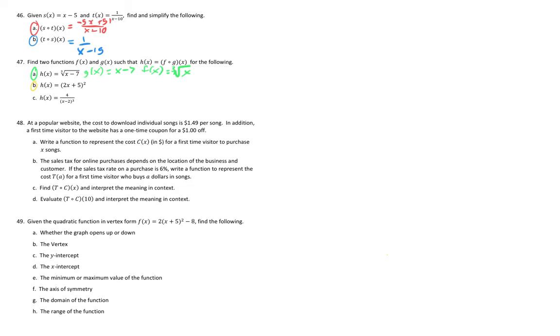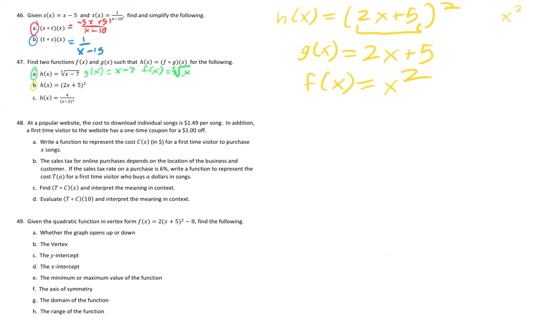So now when we look at part B, we know that h of x is equal to 2x plus 5 squared. So we can kind of see we have an interior function of 2x plus 5. That means that our exterior is going to be that x squared, right? So we're putting g into f, so that means that our g of x is going to be 2x plus 5, and our f of x is going to be an x squared function.